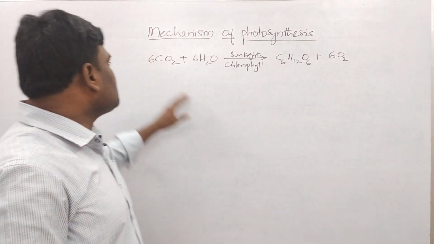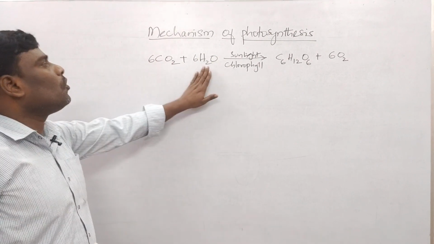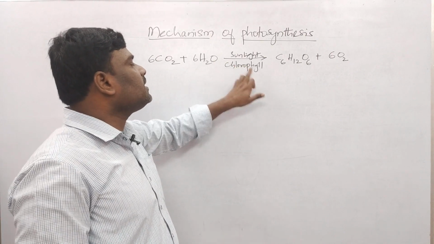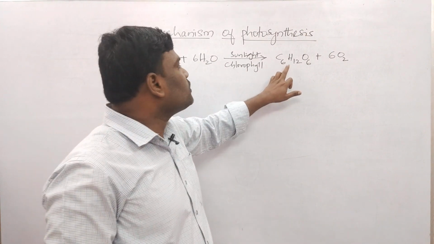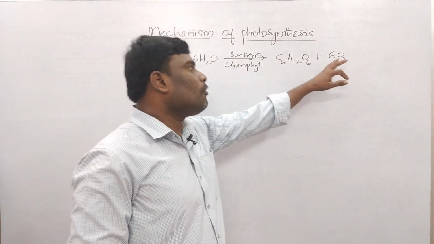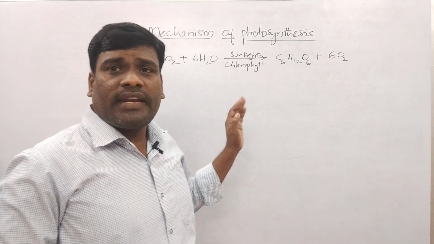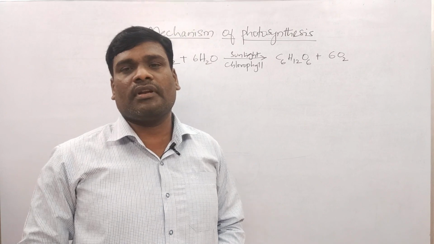Okay, so this looks like a very simple equation: carbon dioxide from the air, water from the soil, in the presence of chlorophyll and sunlight. It manufactures sugar such as what, children? Glucose molecule, and also the byproduct oxygen is liberated. It looks very simple, but it is a complicated and unique process, children.